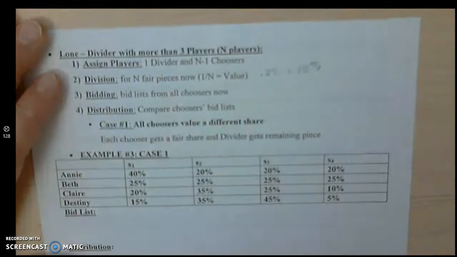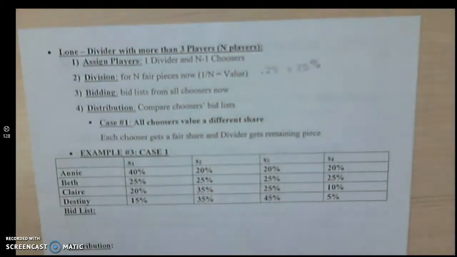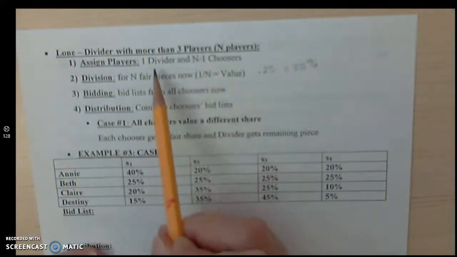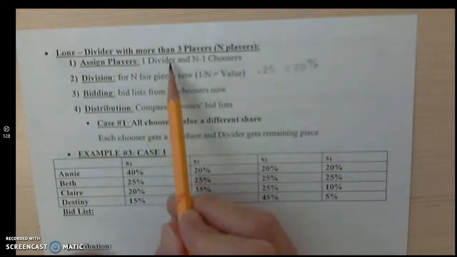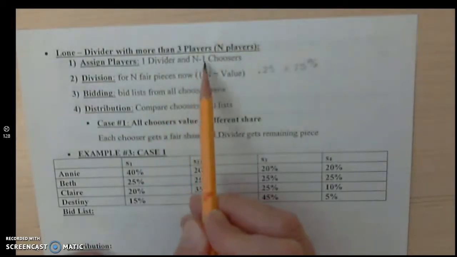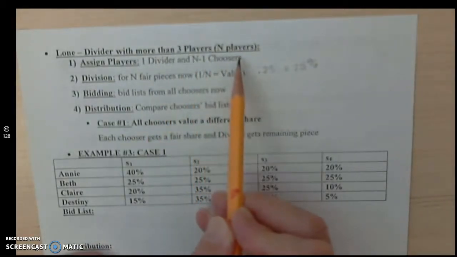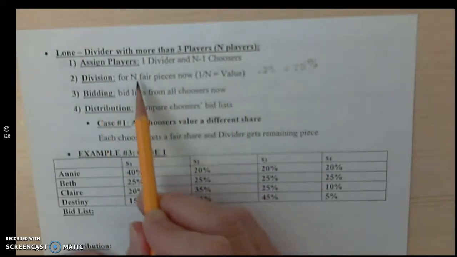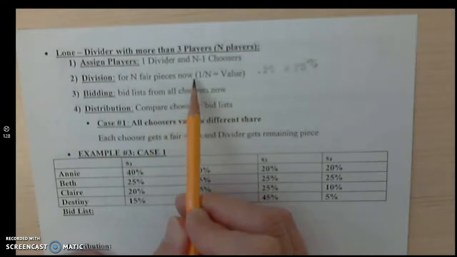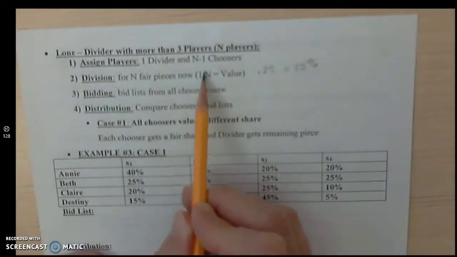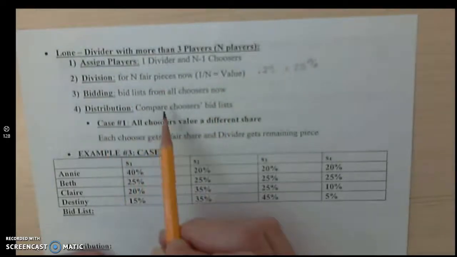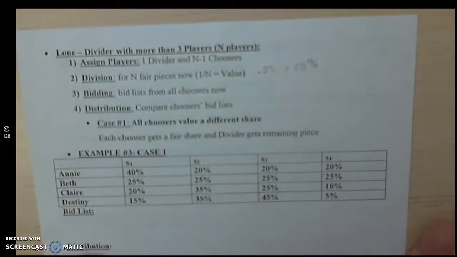All right, so what if we have more than 3 players? Well, we're going to kind of generally do the same idea. So in this case, if we had, let's say, 4 players, we're going to have basically one divider, and then you're going to have n minus 1 choosers. Okay, always. The division is going to be 1 divided by however many players that you have. Your bidding will be the same, and then distribution, once again, based on what they bid.